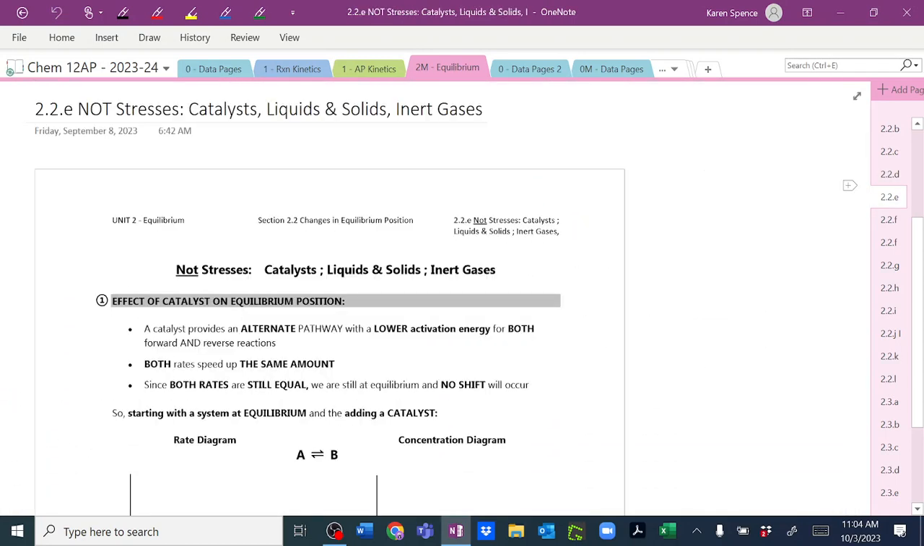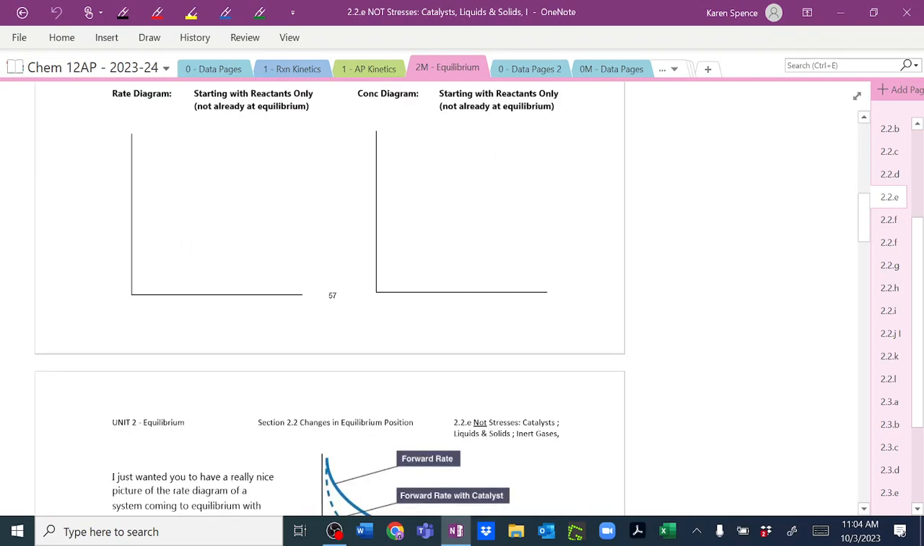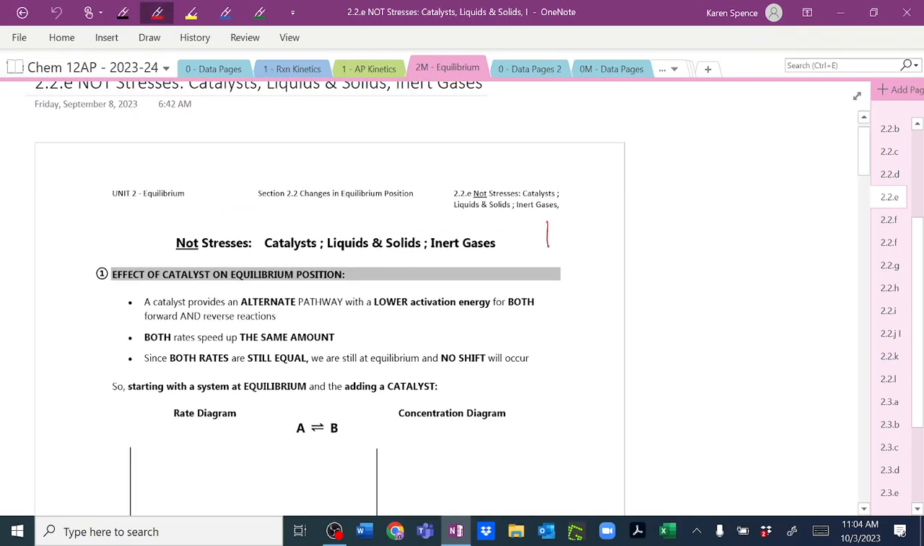Exercises, excellent. We're going to move on to 2.2e. That is page 57.